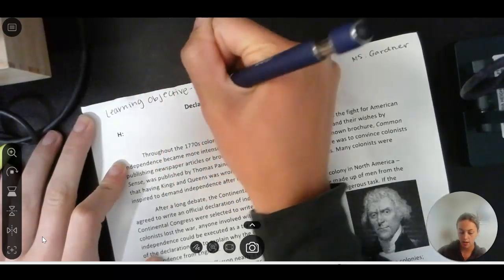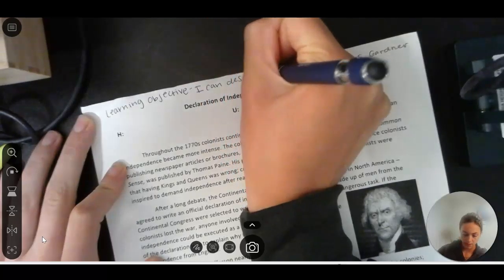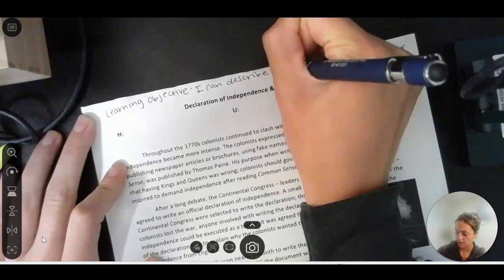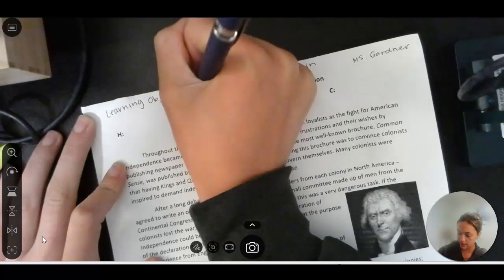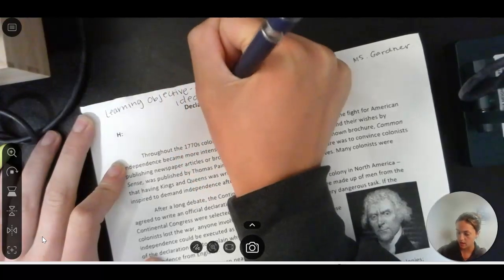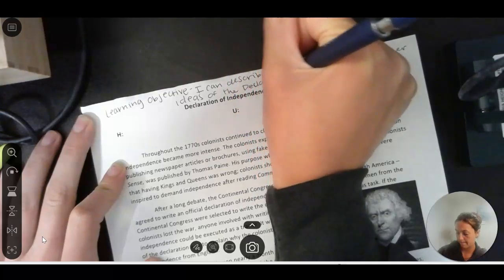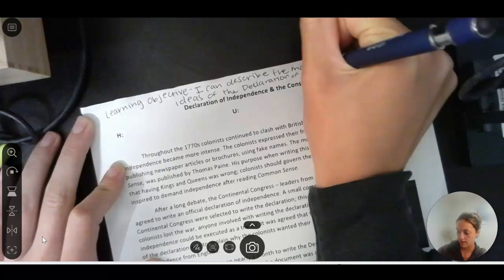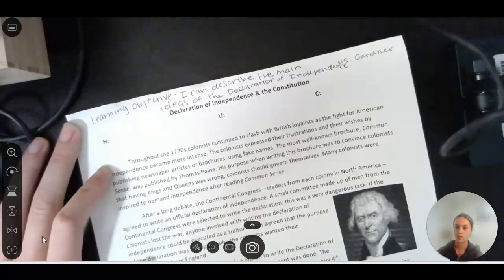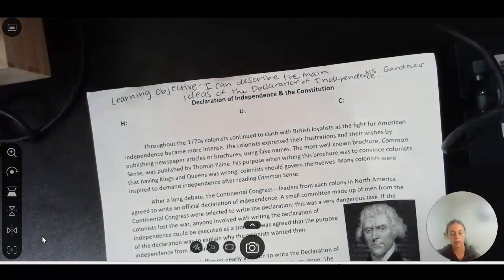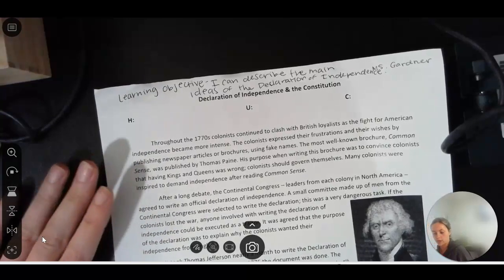Which is, I can describe the main ideas of the Declaration of Independence. So you will be able to describe what it's saying. Why do we have the Declaration of Independence?